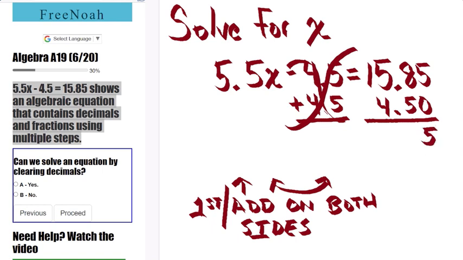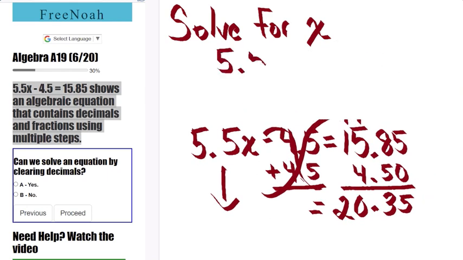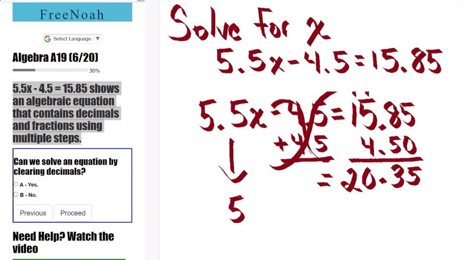So we have 5 plus 0 giving us 5. Let's drop down the 0. We have 8 plus 5 giving us 13. Let's drop this 3 here, carry over the 1, and 1 plus 5 plus 4 gives us 10. Drop a 0, carry over the 1, and 1 plus 1 gives us a sum of 20. So when we rewrite this statement, we can rewrite this as 5.5x equals 20 and 35/100.